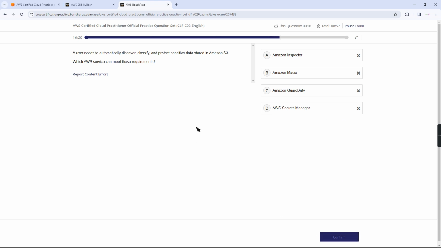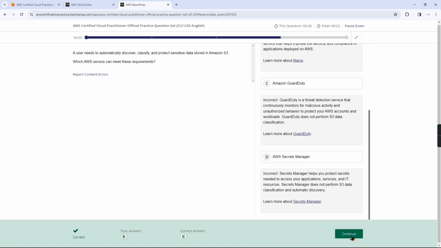Moving on. A user needs to automatically discover, classify and protect sensitive data stored in S3. The straightforward answer is Amazon Macie. Why? Because automatic detection of sensitive data in S3 buckets is done using Amazon Macie, which uses machine learning and everything. It will mine the data stored in S3 and identify if any personally identifiable information is stored in the S3 bucket. Straightforward one. Yes, Macie is the correct choice.